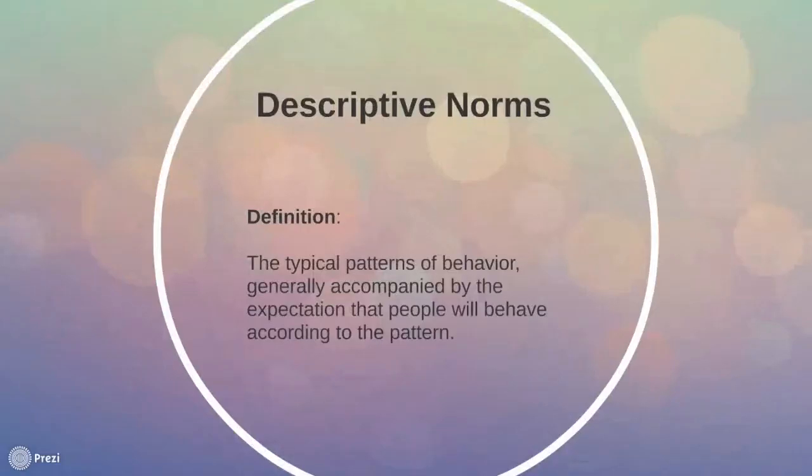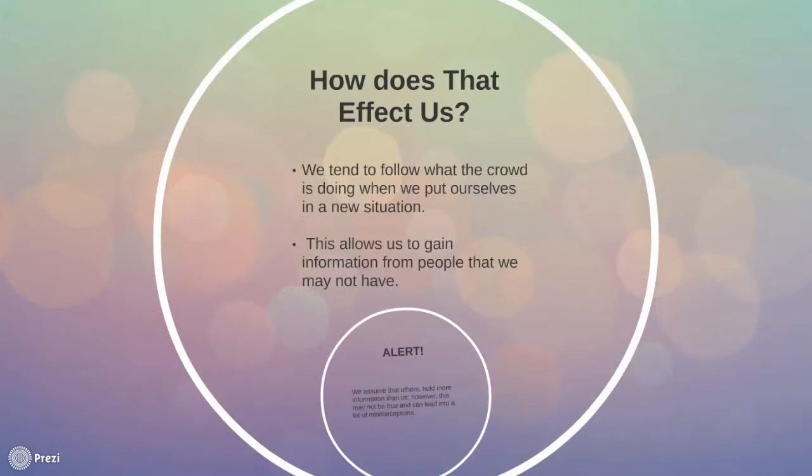Descriptive norms can be defined as the typical patterns of behavior generally accompanied by the expectation that people will behave according to the pattern. This affects us because we tend to follow what the crowd is doing when we put ourselves in a new or unfamiliar situation. This allows us to gain information from people that we may not have.